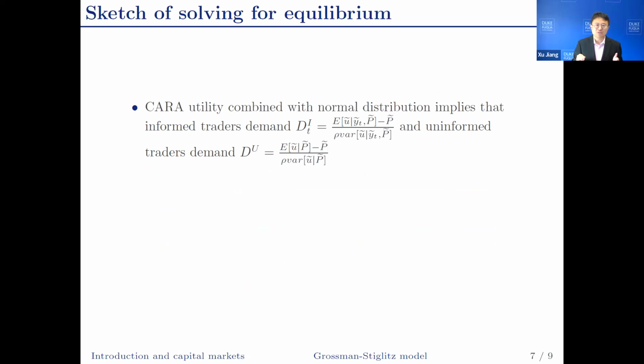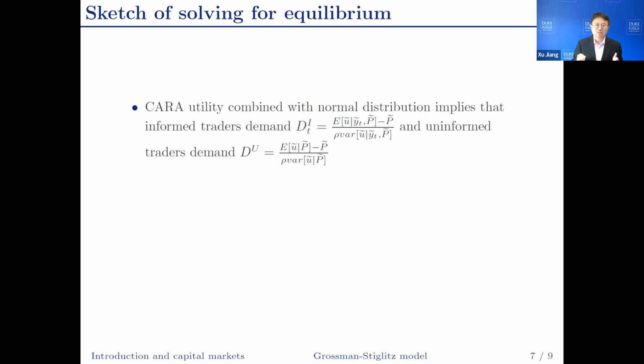In general, the demand function is the expected value of U conditional on the information you have minus the price, divided by risk aversion times the variance of U conditional on the information you have. So first look at the numerator of the demand function. If conditional on my information, my expectation of U is bigger than the price, I'm going to buy. Otherwise, I'm going to sell. So the numerator is very intuitive.